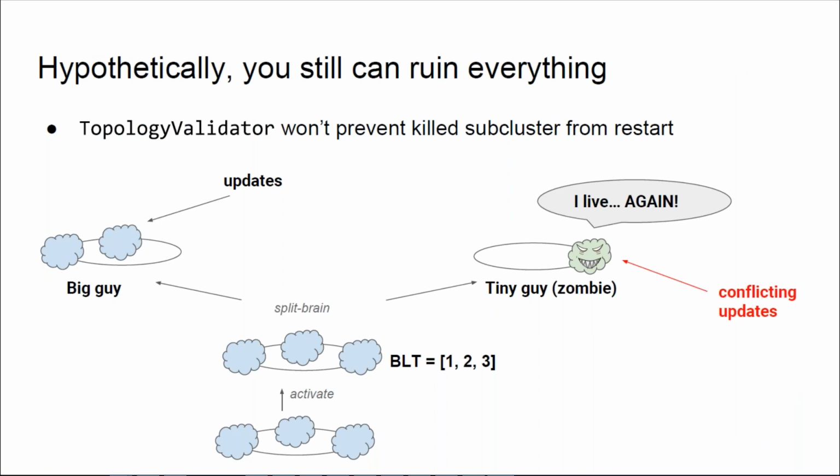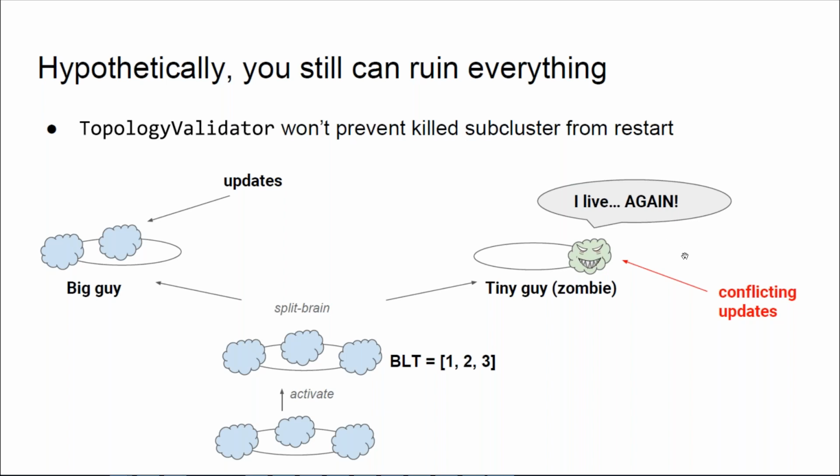Then for some kind of error or for some kind of administrative reason, tiny guy, which is dead, may be revived. And if tiny guy is revived, it may accept updates. And these updates may conflict with the updates that come to big guy, because there may be repeating keys. Yeah, if you have configured your affinity function properly, there may be even no lost partitions, and for every key there's a copy in the left cluster and a copy in the right cluster.